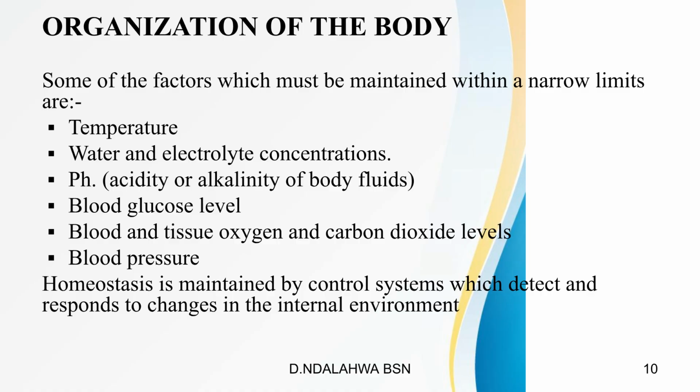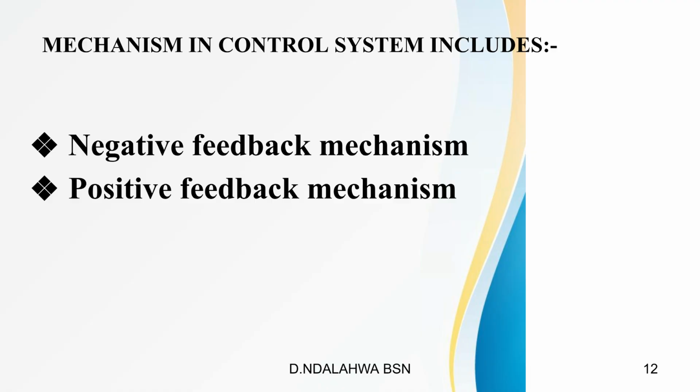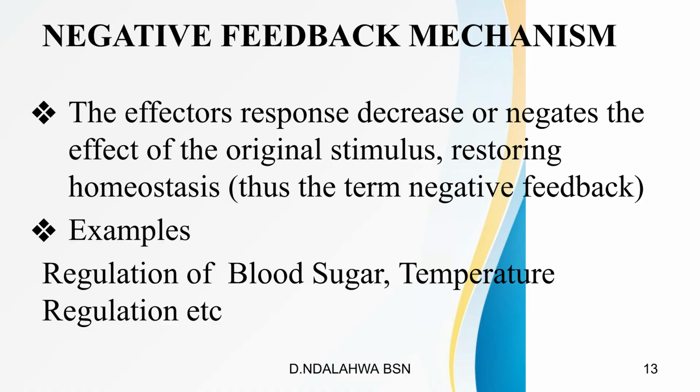Control systems maintain homeostasis by detecting and responding to internal changes. A control system has three basic components: detectors, the control center, and effectors. The control center determines acceptable limits and integrates information from the detectors, adjusting the output to the effectors when needed. The control system mechanisms include the negative feedback mechanism and the positive feedback mechanism. In the negative feedback mechanism, the effector's response decreases or negates the original stimulus, restoring homeostasis. Examples include the regulation of blood sugar and temperature.